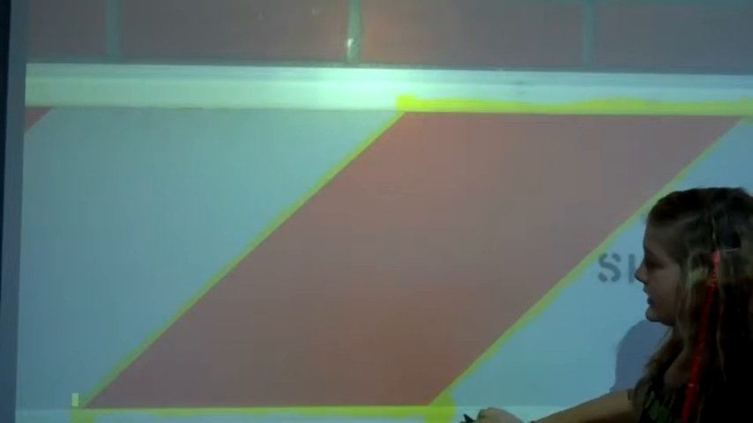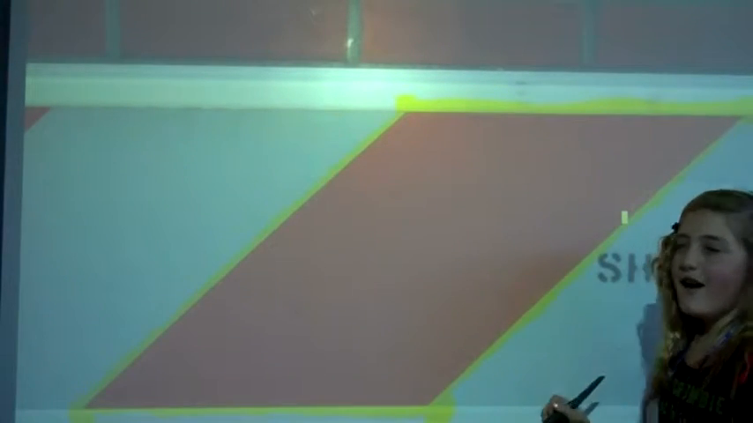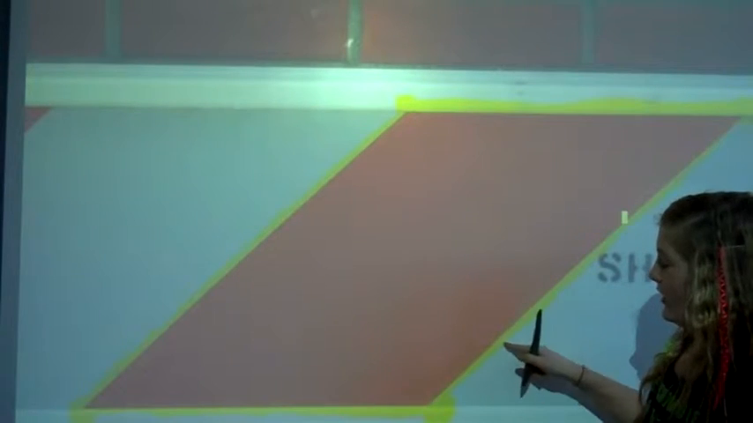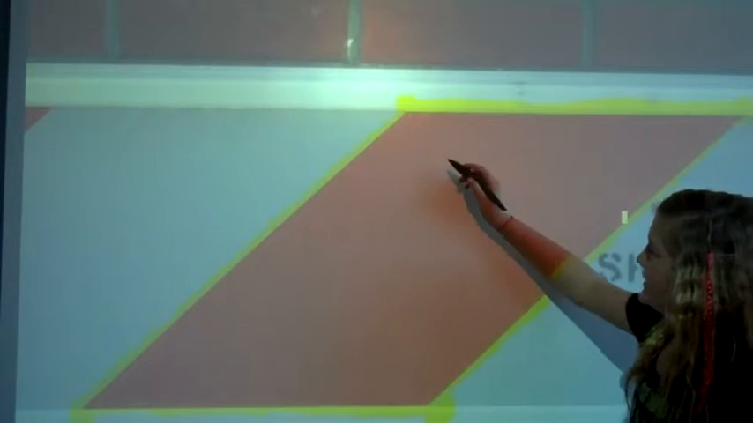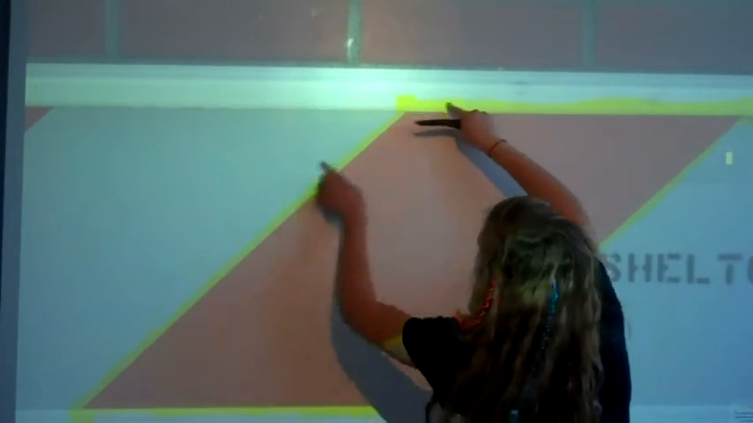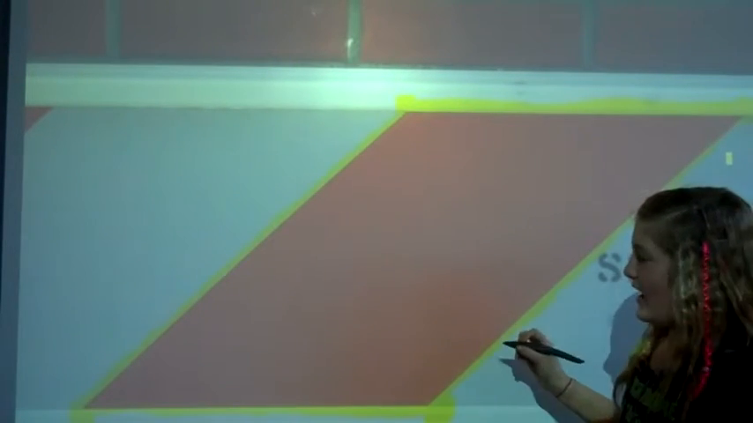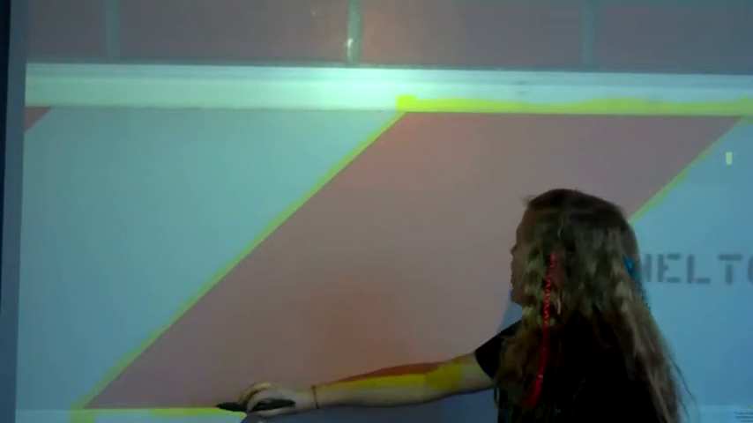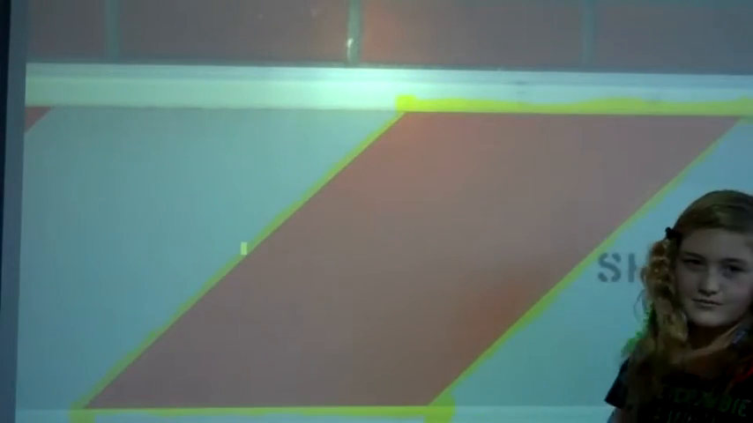Because it has 4 vertices, and it has 2 sets of parallel lines. Parallel lines are lines that will go on and on forever. Vertices are points at which 2 lines meet. As you can see, these 2 lines touch at this vertex. It also has 2 obtuse angles and 2 acute, right here and right here.